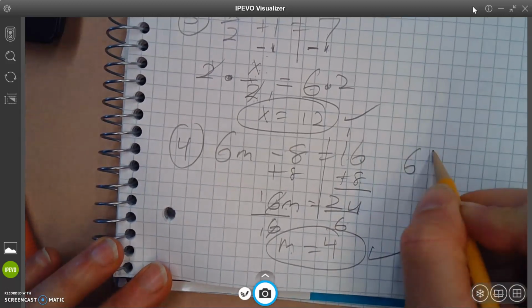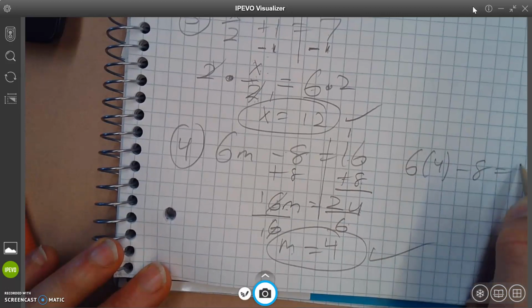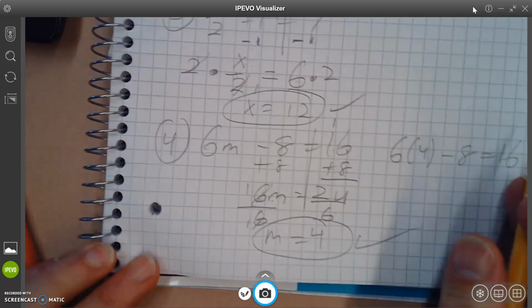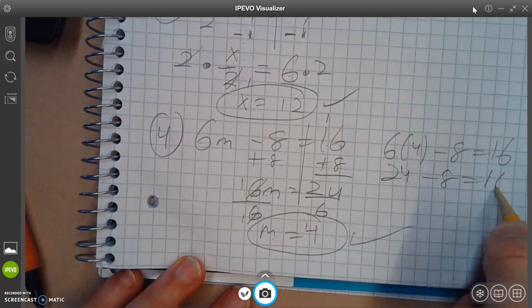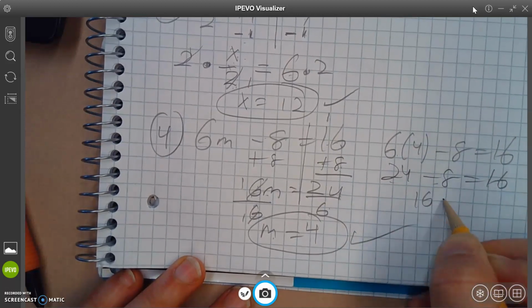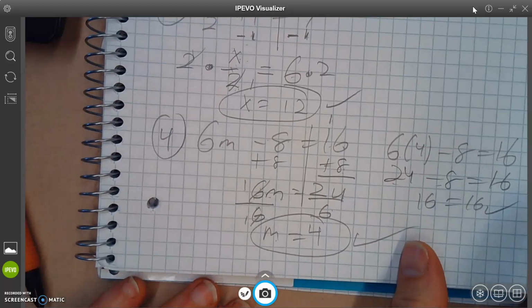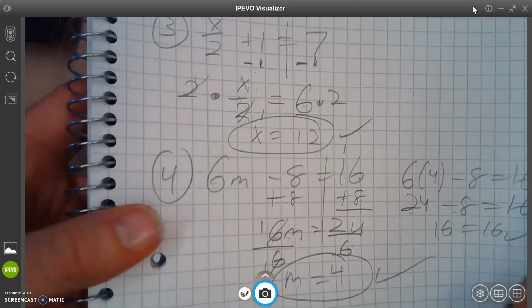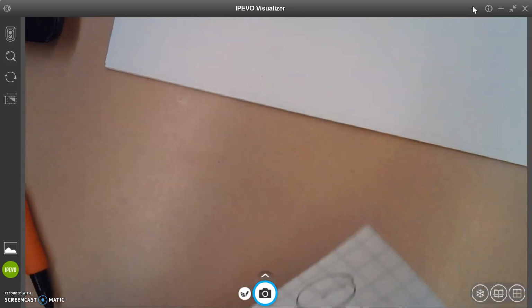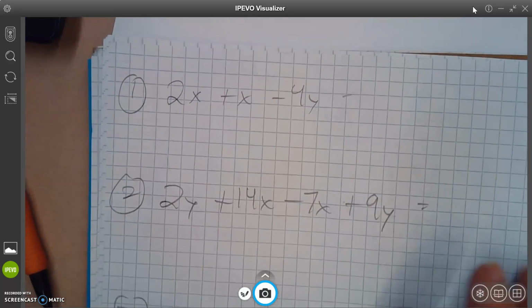Let's check it. 6 times 4 minus 8 equals 16. 6 times 4 is 24 minus 8 equals 16. 24 minus 8, 16 equals 16. Got it. There we go. Cool. All right. So now, what else do we have to practice? Oh, yeah. Combining like terms. Uh-oh. So here's a couple ones we're going to do.